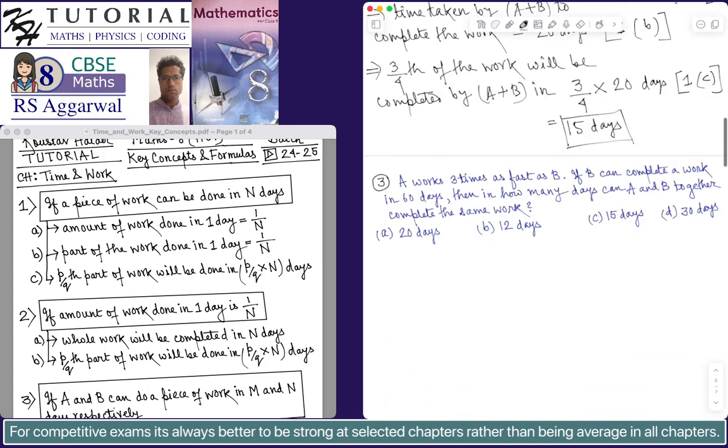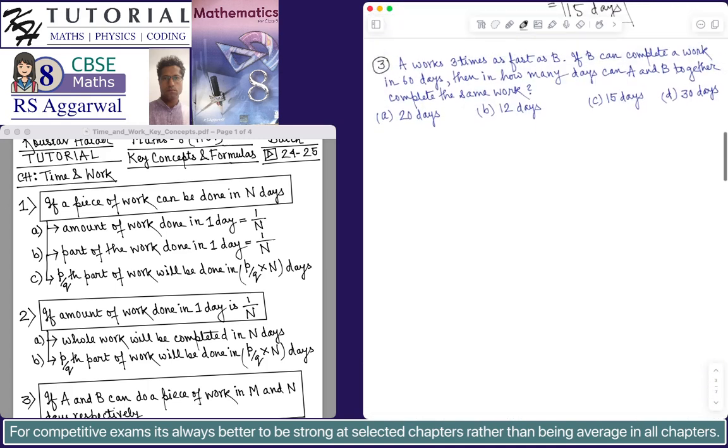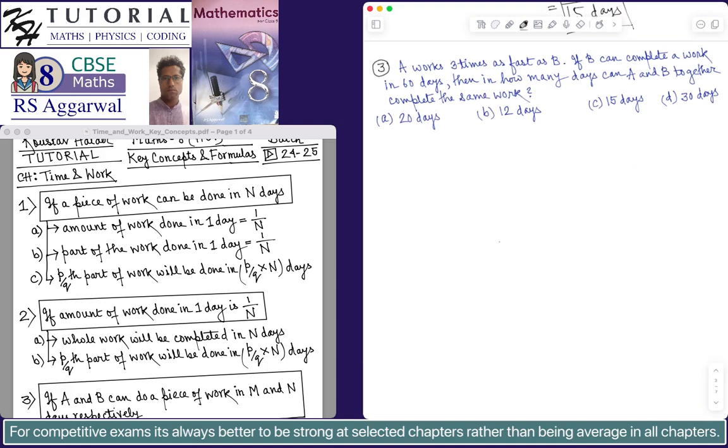Okay, let's do the next problem. A works 3 times as fast as B. If B can complete a work in 60 days, then in how many days A and B together can complete the same work? Now the tricky part is A works 3 times as fast as B. It is not given in how many days A and B alone can complete the work.